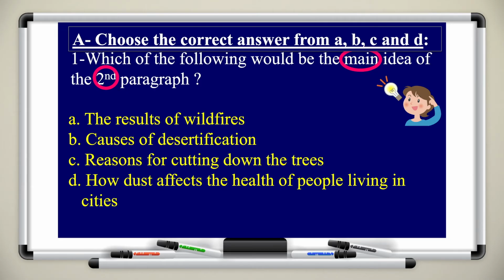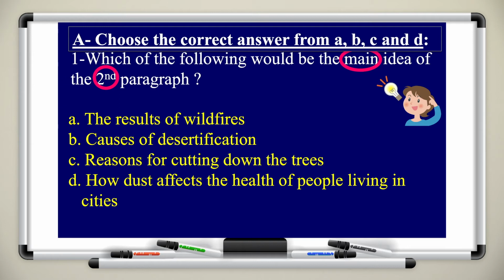Now that we have read the passage, and I'm sure you know most of the information in the passage, let's start with the multiple choice questions. We will read the question again, we will read the choices we have, and then we will search for the answer. Which of the following would be the main idea of the second paragraph? This means we will go back to the second paragraph and check what is the main idea.